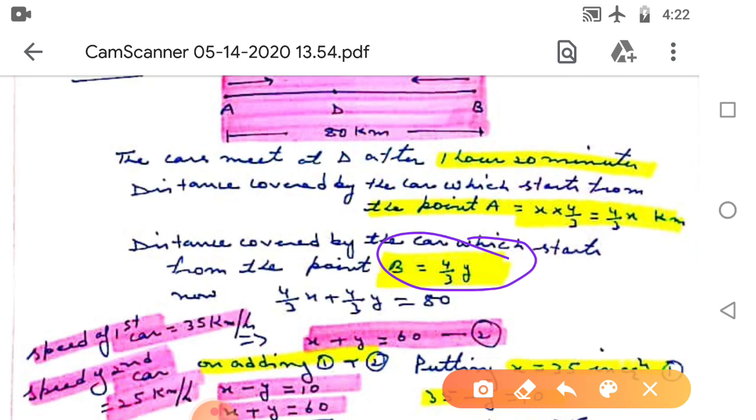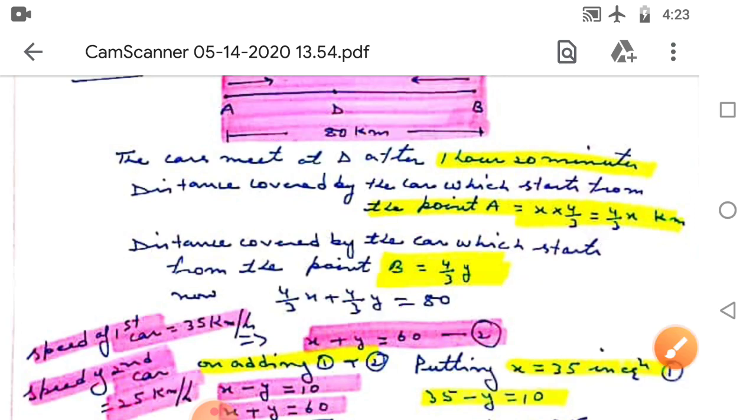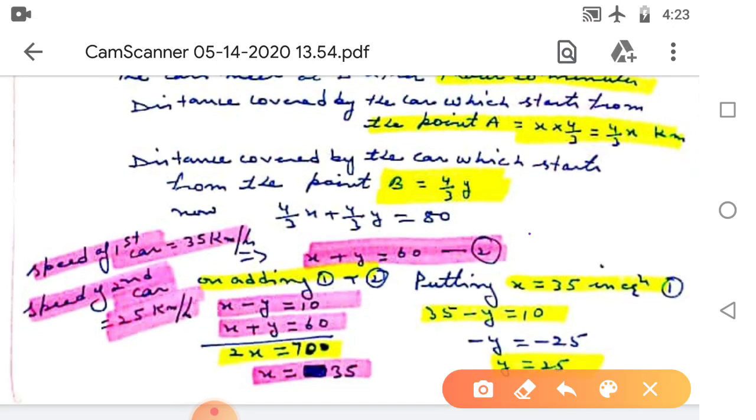4 by 3y. Now AD plus DB is equal to AB. So 4 by 3x plus 4 by 3y is equal to 80. So the equation, when you solve, we get x plus y is equal to 60, and we have two equations here.